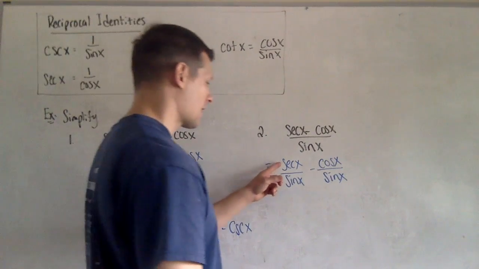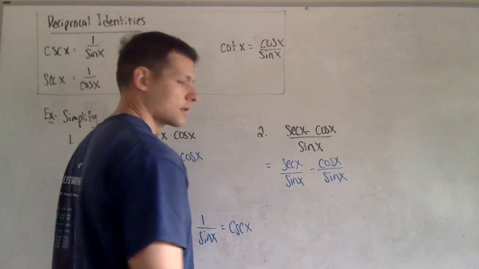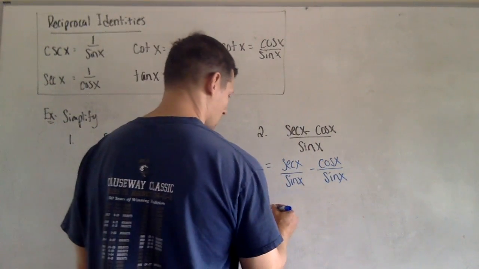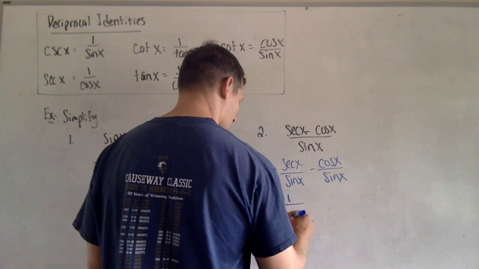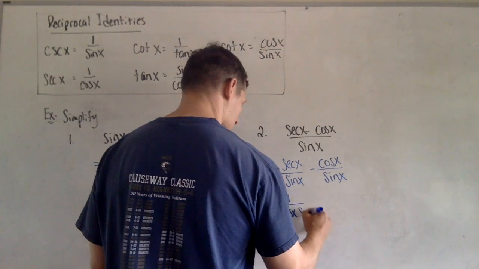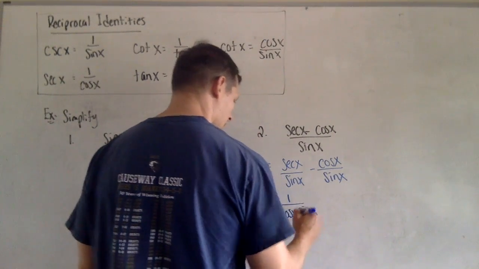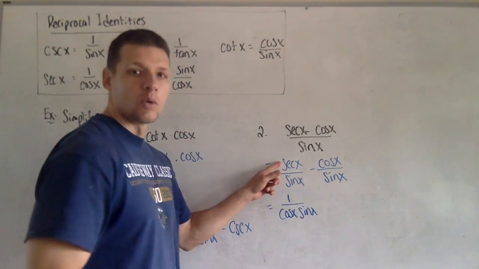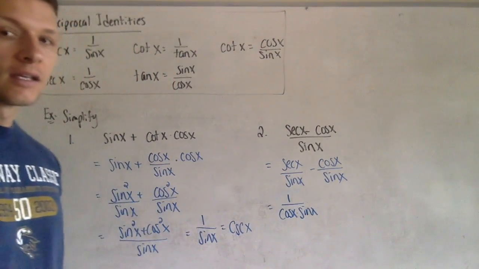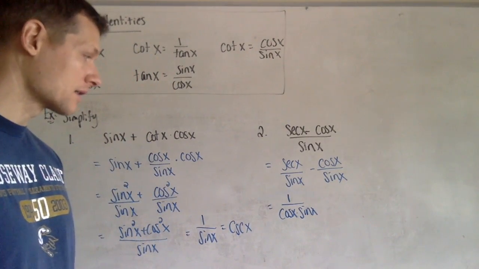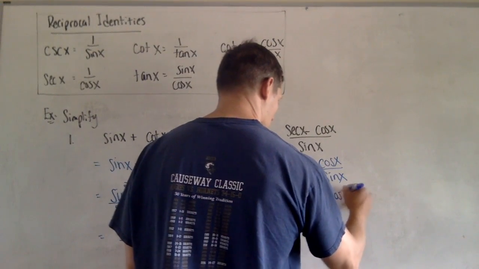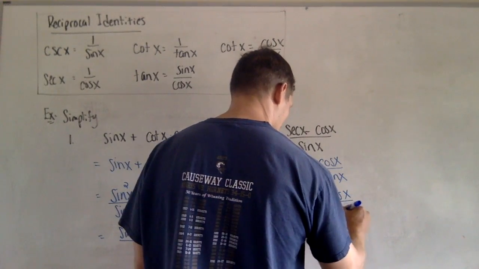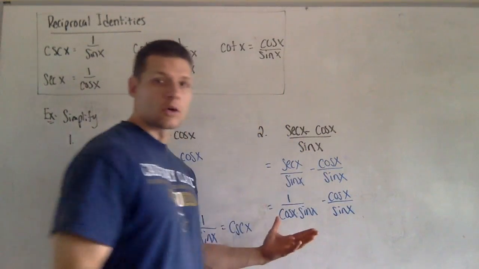Now, secant x is the same thing as 1 over cosine. So here I'll have 1 divided by cosine x sine x. Again, secant is 1 over cosine. 1 over cosine divided by sine turns out to be 1 over cosine x sine x. And then this is minus cosine x divided by sine x. So now I have everything in terms of cosines and sines.